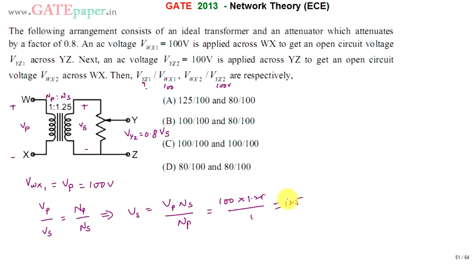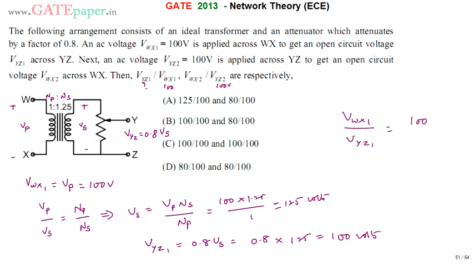Next, Vs is known, 125 volts. From this we calculate VYZ when VWX1 is 100 volts. In the first case, we can write it as 0.8 times Vs, so this is 0.8 into 125, which is equal to 100 volts. So whenever VWX1 is 100 volts, VYZ1 is also 100 volts. So 100 by 100 can be one of the options. So either B or C can be the answer.